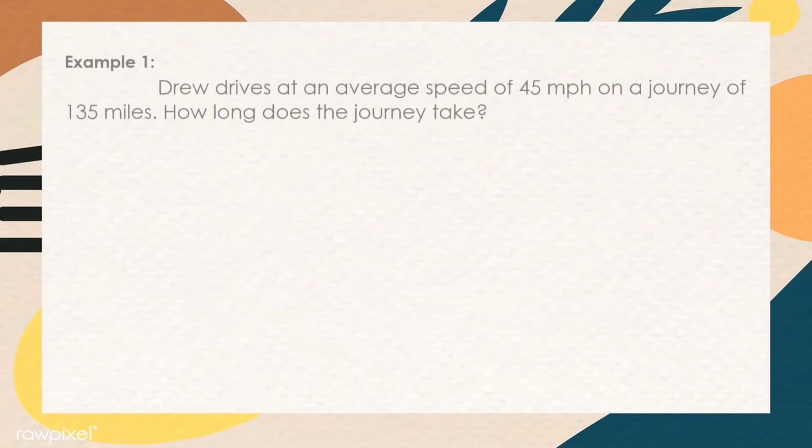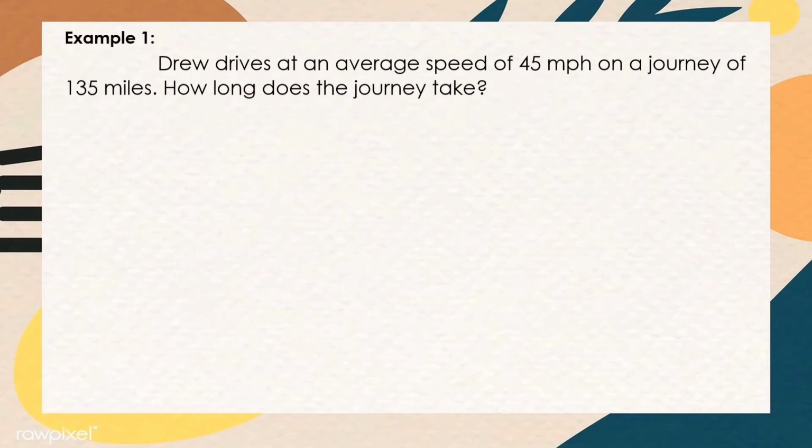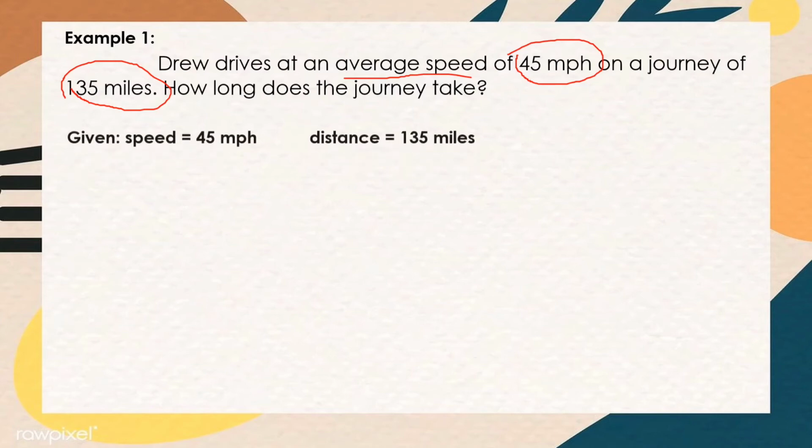Okay, let's take a look at this example. Drew drives at an average speed of 45 miles per hour on a journey of 135 miles. How long does the journey take? So first, let us determine what are the given here. The given here is average speed, which is 45 miles per hour. So that is actually the speed. And then, how about the 135 miles? So that is, okay, distance.